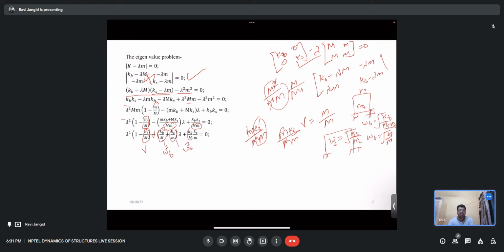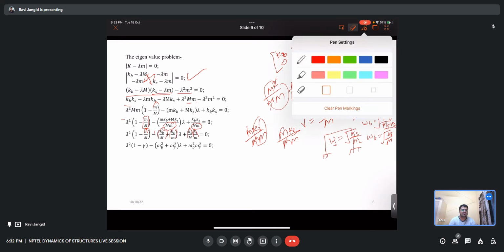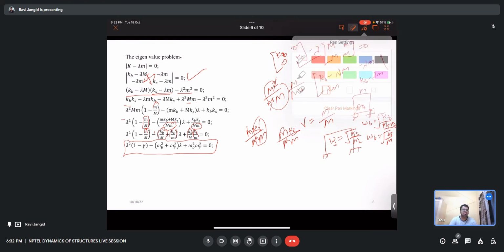Same thing with this. This is omega b square, and this is omega s square. So if I replace these terms, I get my equation. Yes. Now this is a second-degree polynomial equation, so now I need to find the roots of this equation. For a polynomial equation, how can I find my roots?